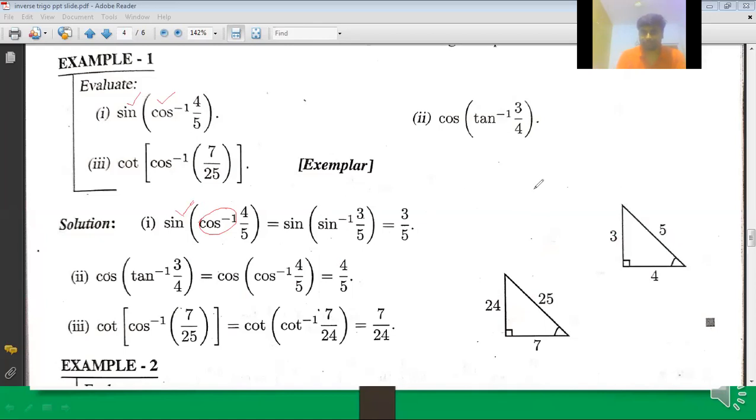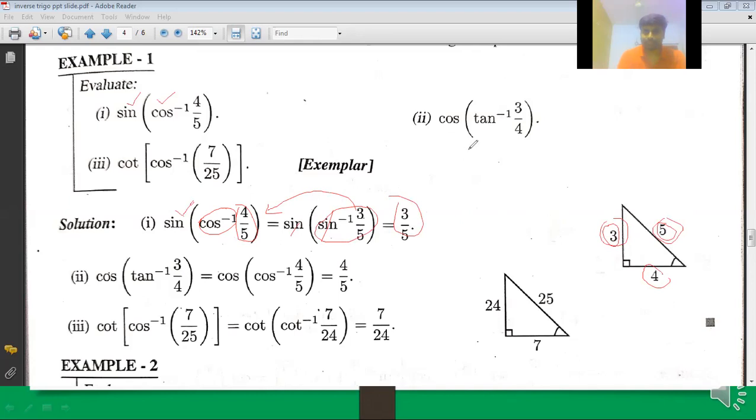How? Just form a table. So cos inverse 4 by 5. 4 by 5 means adjacent by hypotenuse. See, adjacent 4, hypotenuse 5. Then what about the opposite side? 3. Height is 3. So that we know. How can we write now? Sine inverse of opposite by hypotenuse, so 3 by 5. Sine inverse of 3 by 5 is equivalent to cos inverse of 4 by 5. Now I can cancel sine inverse sine on both sides. So then we'll be left with 3 by 5 as the answer.